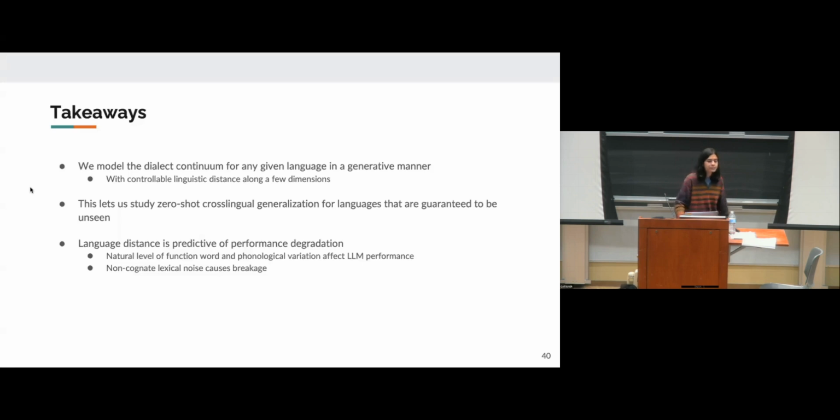That's right. When you say performance, you don't mean the log loss, but some measure of MT, like what? Yeah, exactly.